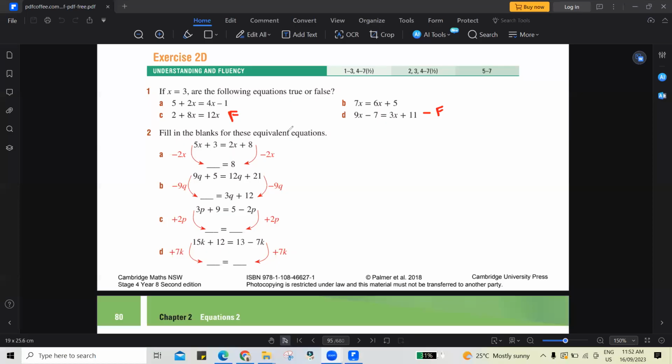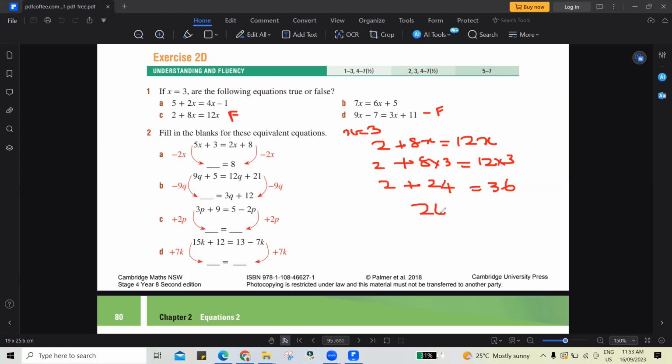Yes. Now, 2 plus 8x equal to 12x. First step, substitute, no? This is not finding the value. X equals 3. 2 plus 8 times 3, and 12 times 3. 8 times 3 is 24. 12 times 3 is 36. This is 26, not equal to 36. It's false. Yeah, your answer is correct.